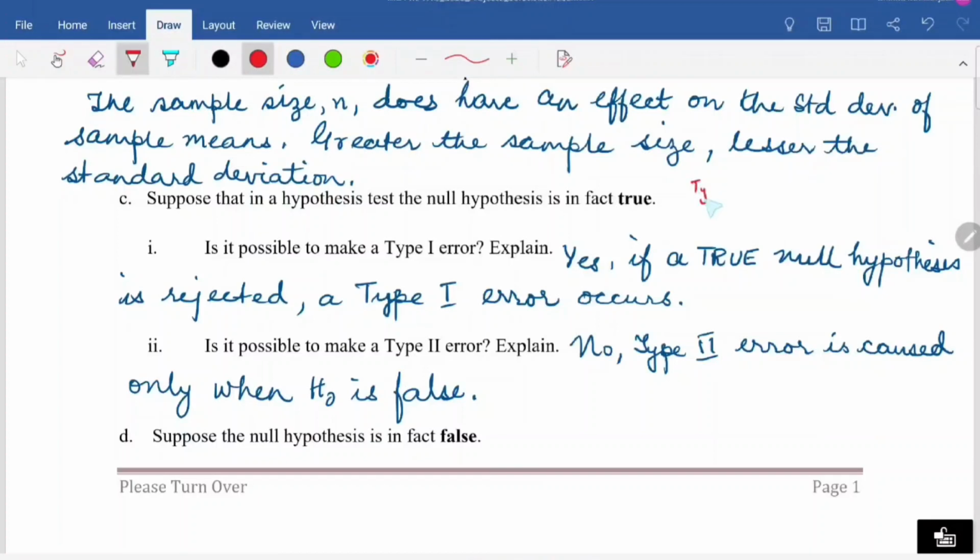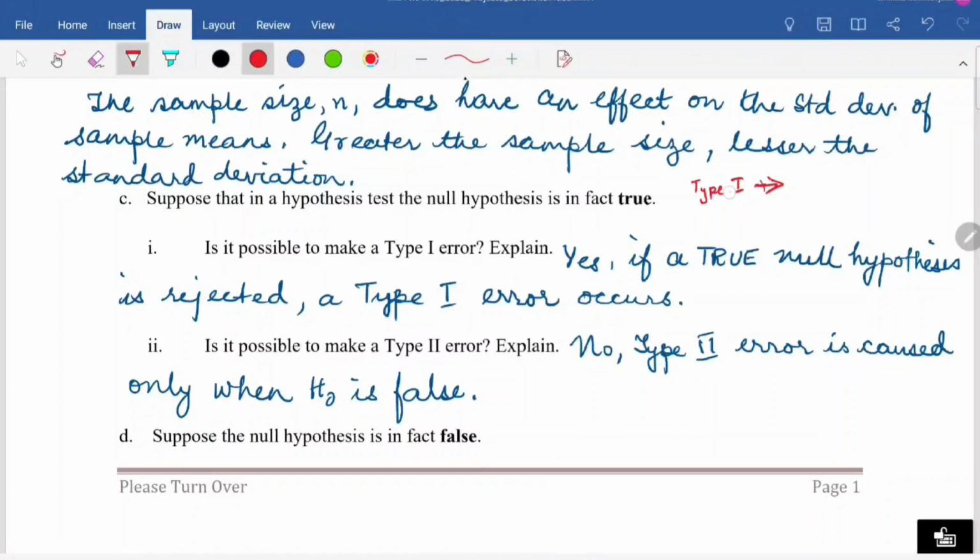A type 1 error occurs. If you watched my lecture videos, we explained there that in a type 1 error, the true null hypothesis ends up being rejected. That's an error.